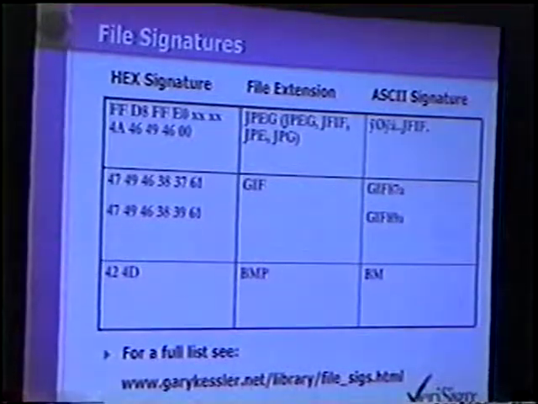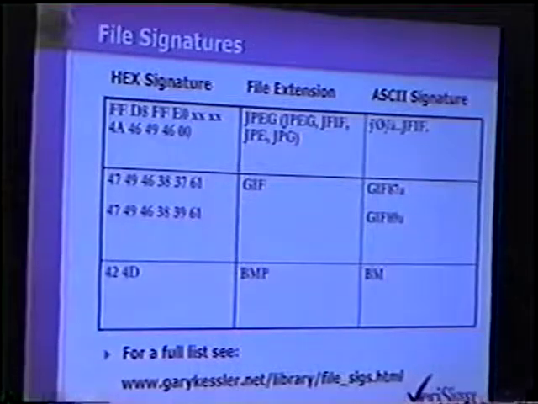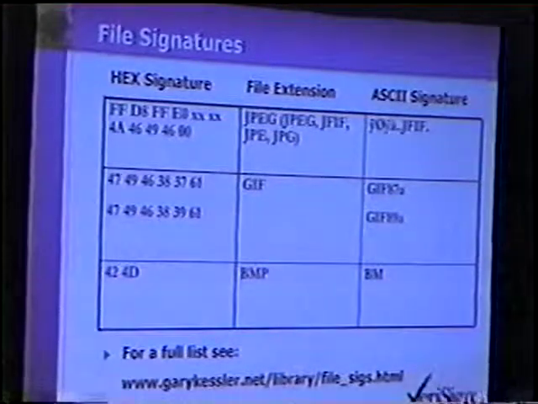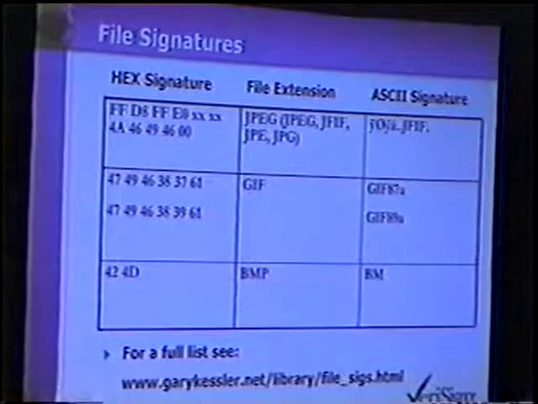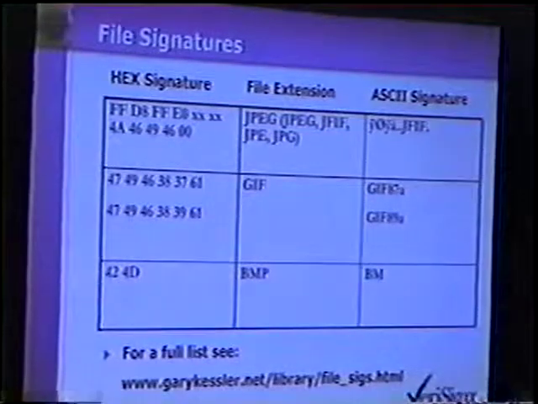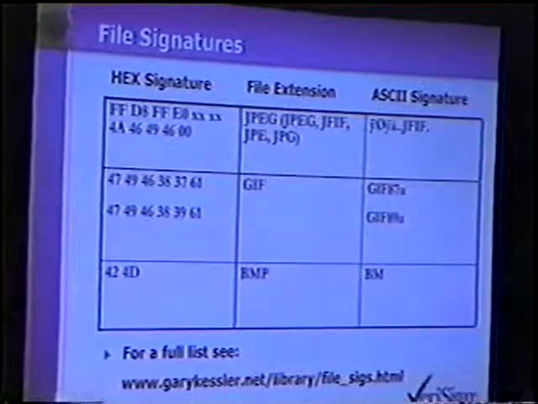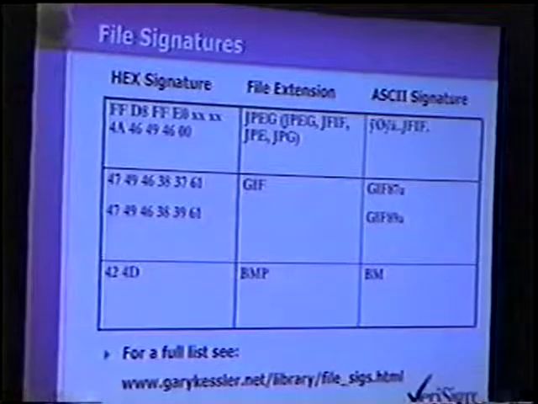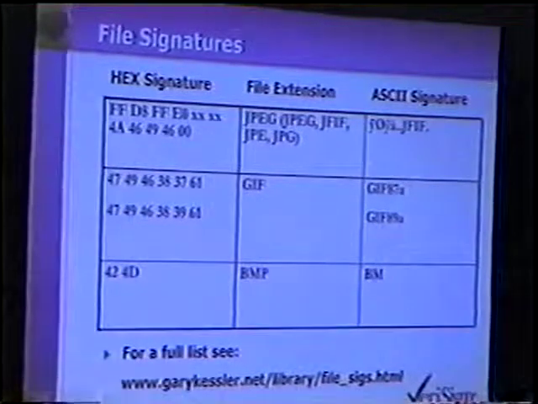Now, Gary Kessler did a steganography presentation for SANS last fall that was pretty good. And he has a really cool site where he has a lot of these file signatures. So you can see he's listed out here for JPEG and GIF and BMP files, and the list goes on and on. So if you're going to do this type of analysis, I highly recommend this site. It has a really good chart on it.